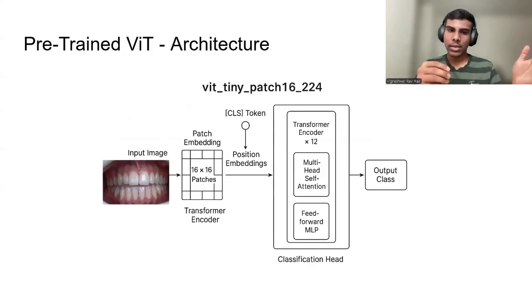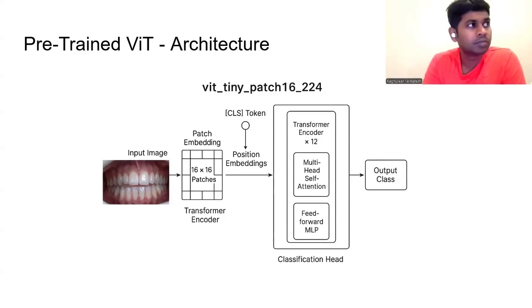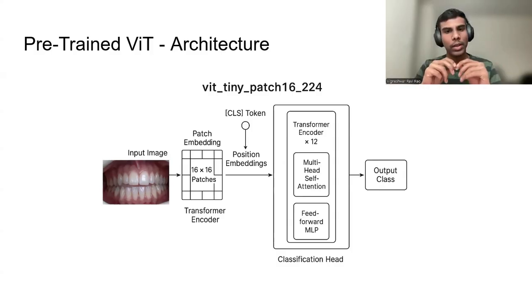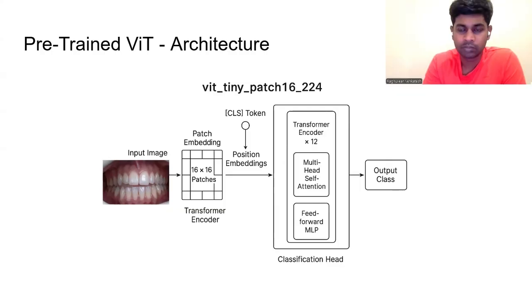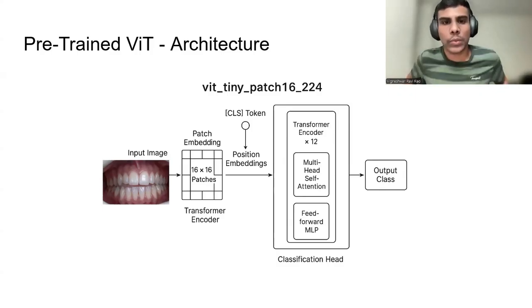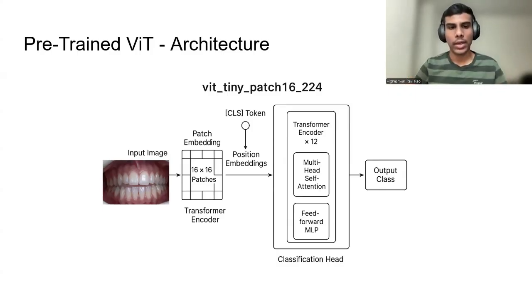Initially I spoke about how we resized every single image to 224 by 224. That is because in the pre-trained transformer architecture, we used a transformer model called ViT Tiny Patch16 224. In that architecture, it accepts the input tensor to be of the size 224 by 224. That is why we resized the image to that particular size.